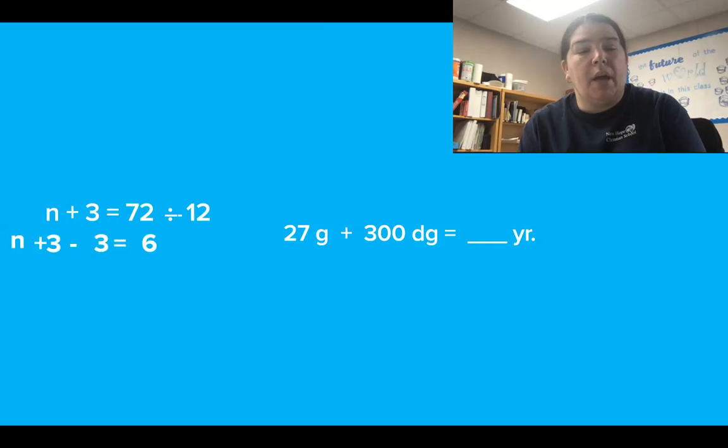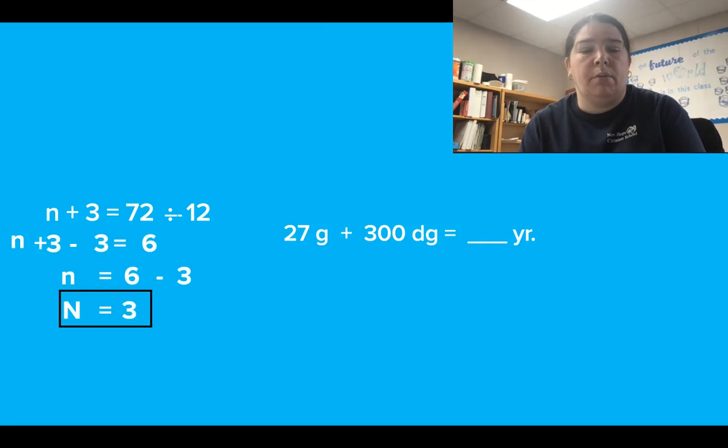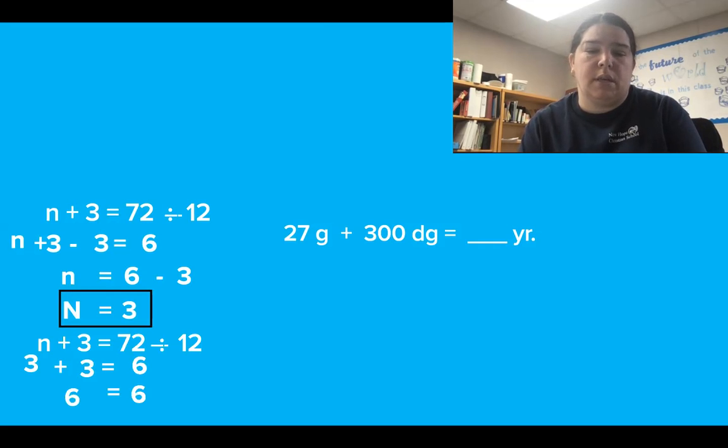Very good. And when you do that, you're left with n. And what you do to one side, you must do to the other side. 6 minus 3. What is 6 minus 3? Good. N will now equal 3. In order to check, you need to go back, rewrite the problem, and anywhere you put the letter N, you now need to put 3. So your answer should be 6 equals 3 plus 3, and 6 equals 6.